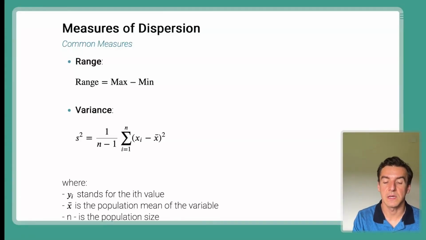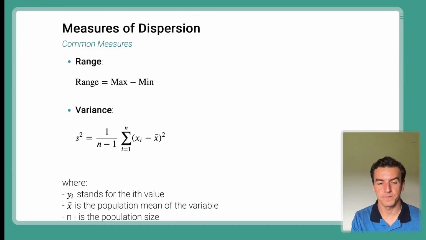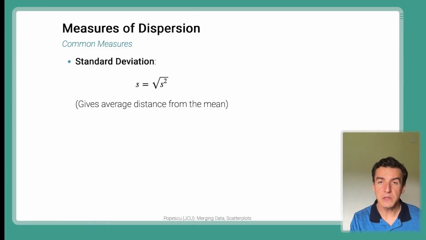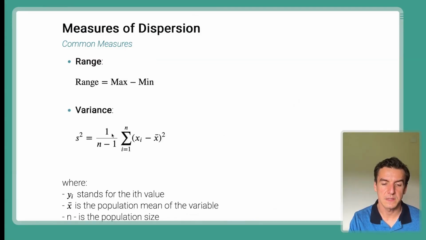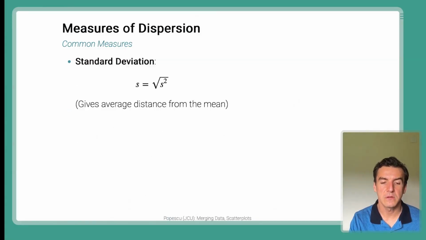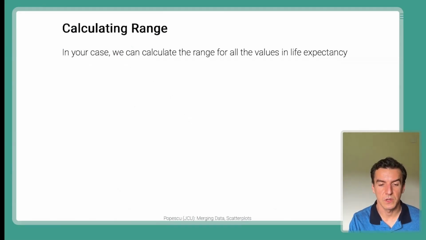xi here is the ith value. The x bar is the population mean of the variable, and the n is the population size. Standard deviation is simply the square root of the variance. So once again, this is the variance here. And then to calculate the standard deviation, we'll simply take the square root.